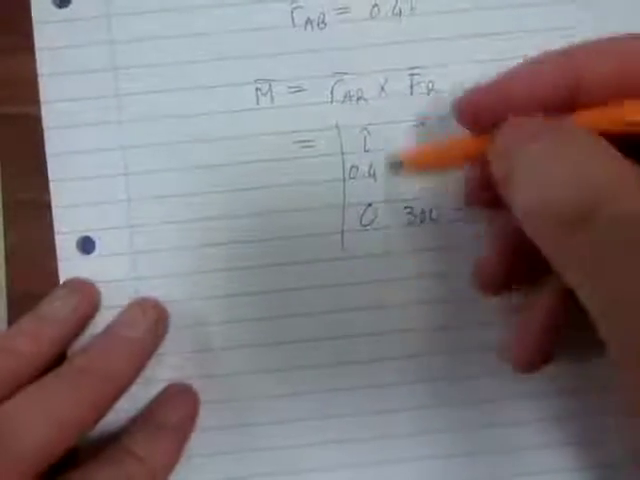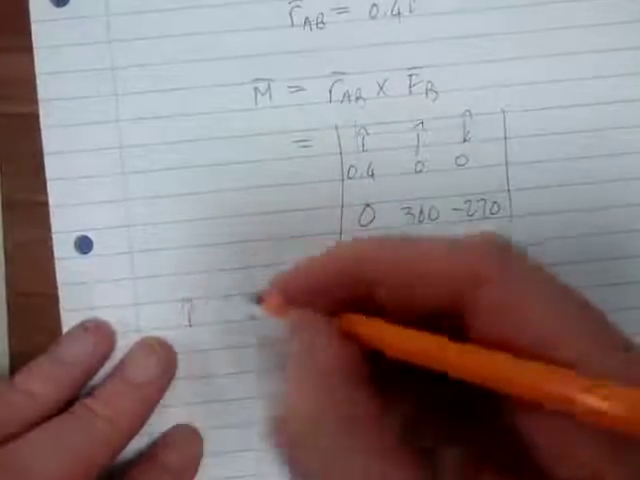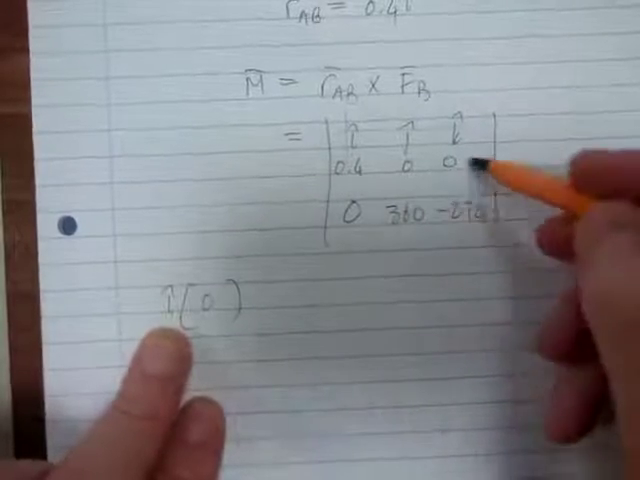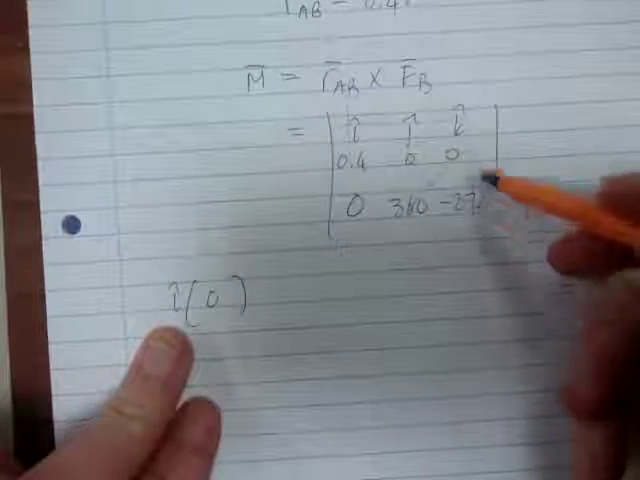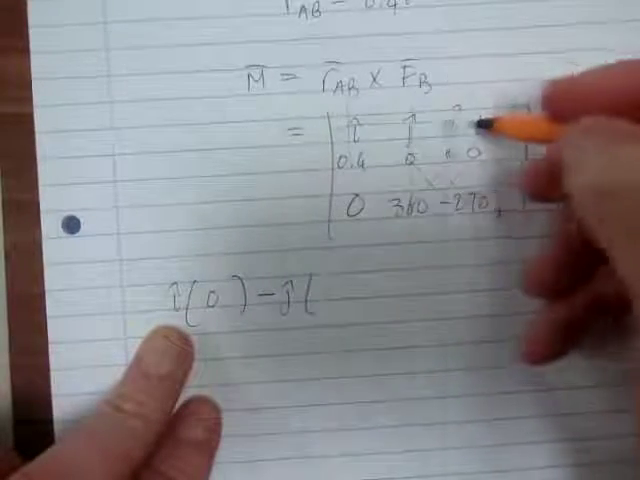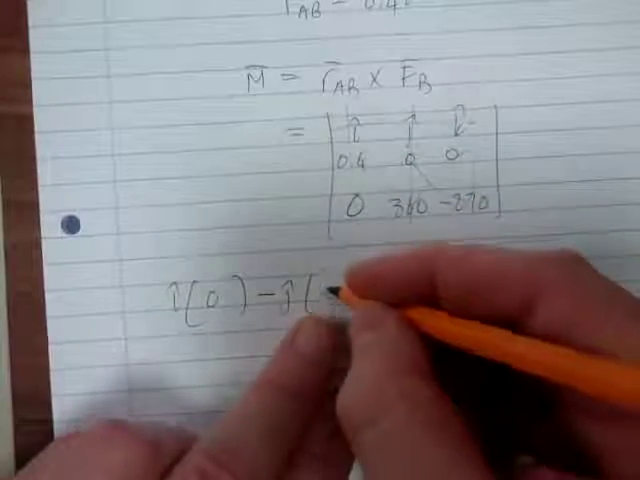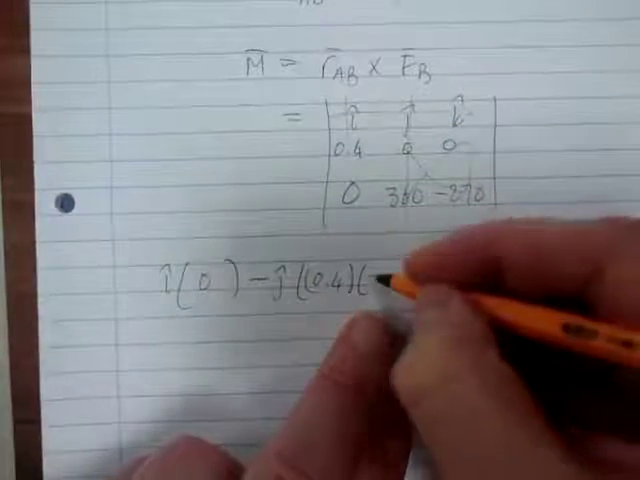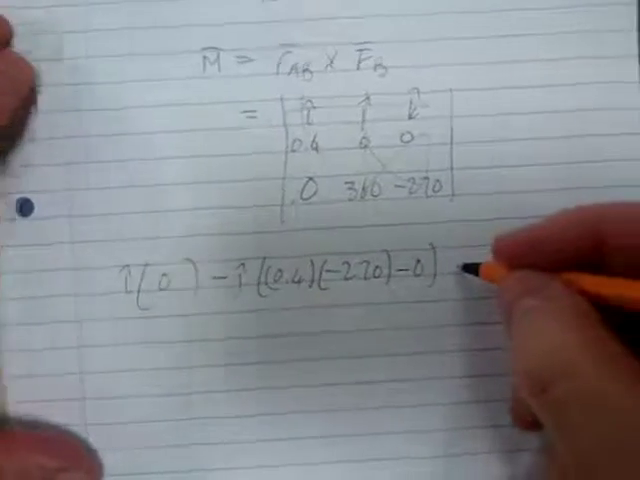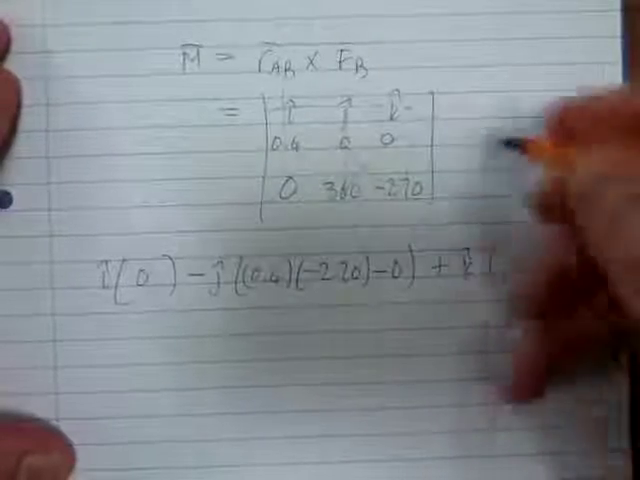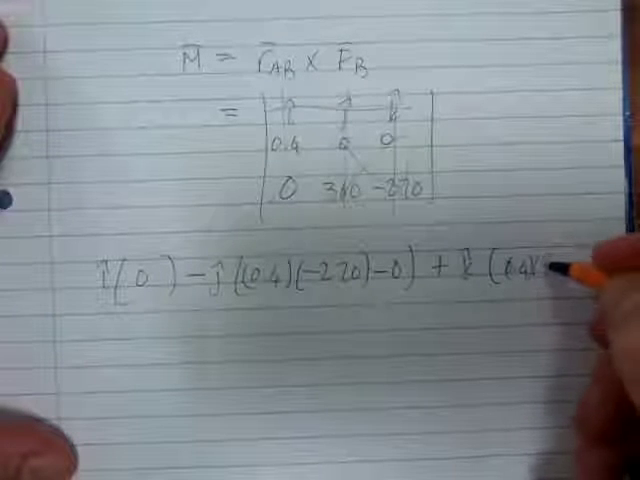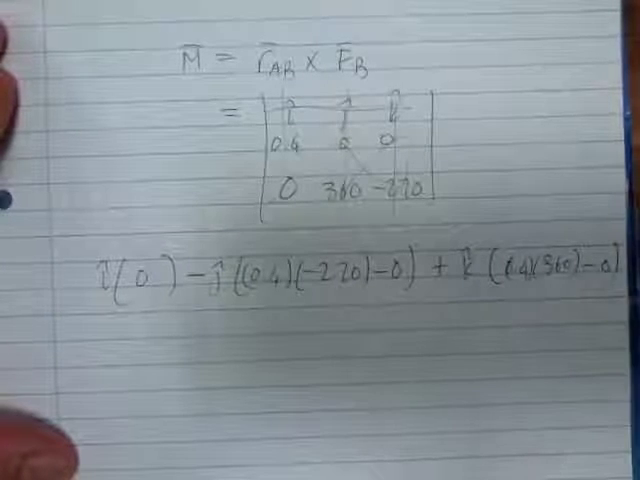And we carry out our determinant. As you can see, we say i, and then the whole moment about the i-axis will be 0, because we carry out our determinant here, 0 times that, minus 0 times that. We're going to get 0, minus j. We cross that out, we've got these four numbers. We're going to have 0.4 times minus 270 minus 0 times 0. We're going to have plus k. We cross that out, we're going to have 0.4 times 360 minus 0.